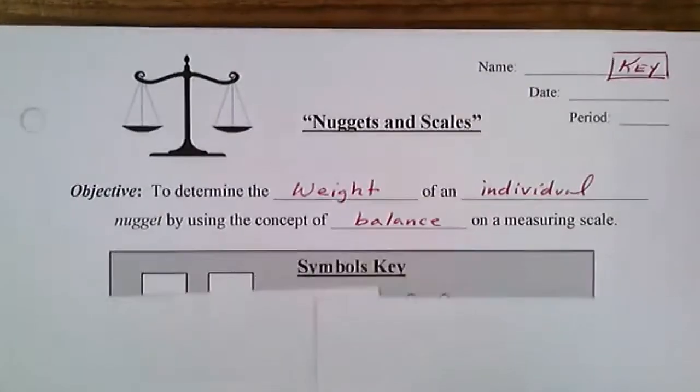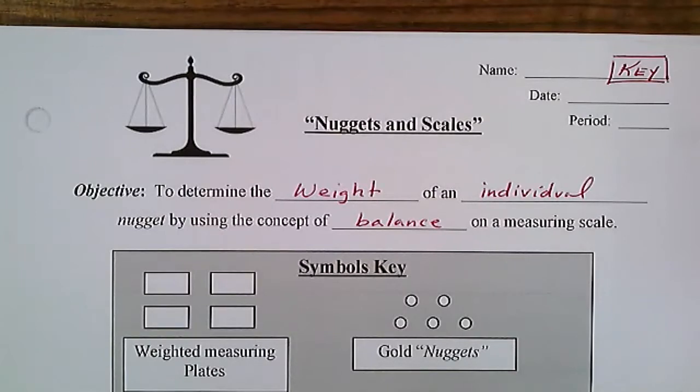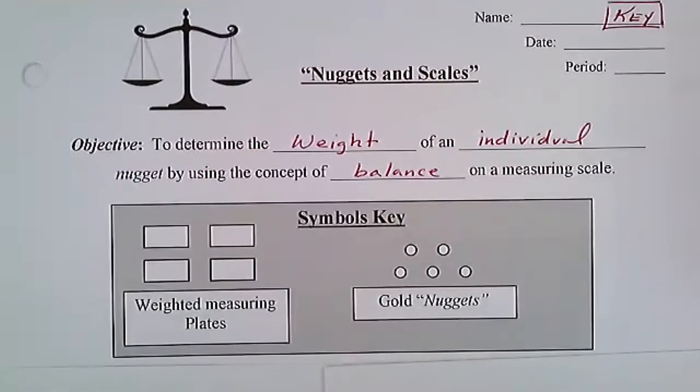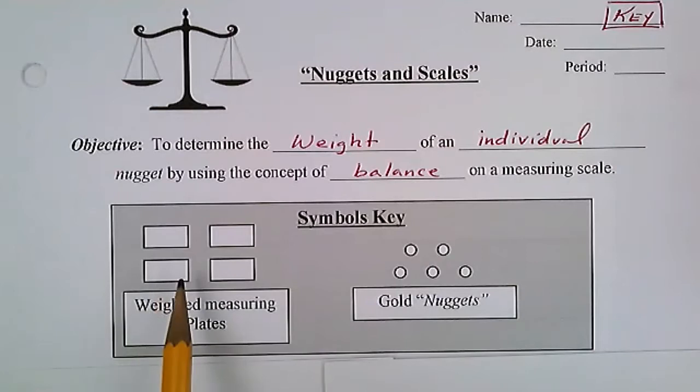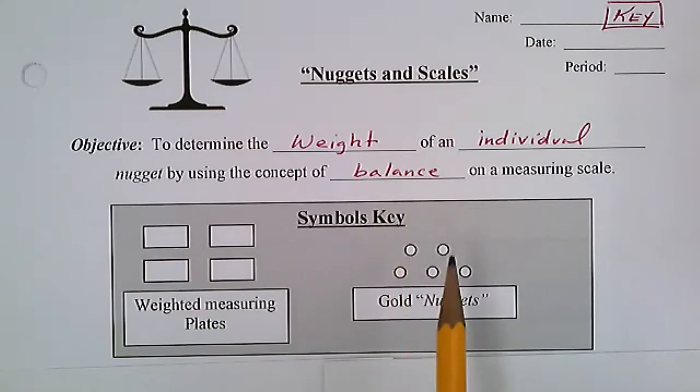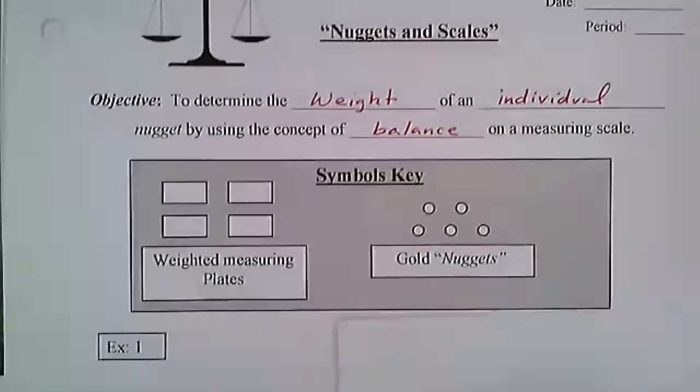Okay, so here is our key. Here's our symbols key. So anytime you see a rectangle like this, that's going to represent some type of a weighted measuring plate, like a plate in the weight room, like a 5-pound plate or 10-pound plate. And then these look like cotton balls. These are our gold nuggets. Okay, so we've got gold nuggets. And so on each problem, we want to play the game and we want to figure out how much does one gold nugget weigh.